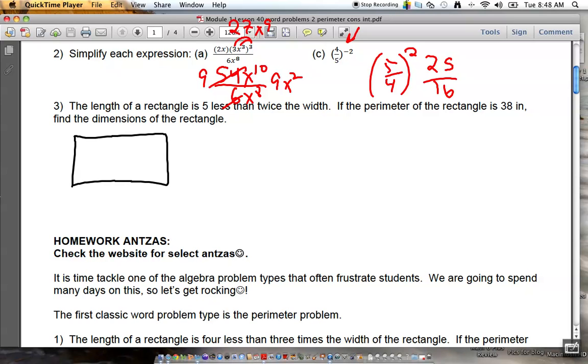So I'm going to let the width be W. How do I write 5 less than twice the width? Everybody? 2W minus 5. Now here's the thing that a lot of students don't do that I really hope you learn to do. Cross that out.